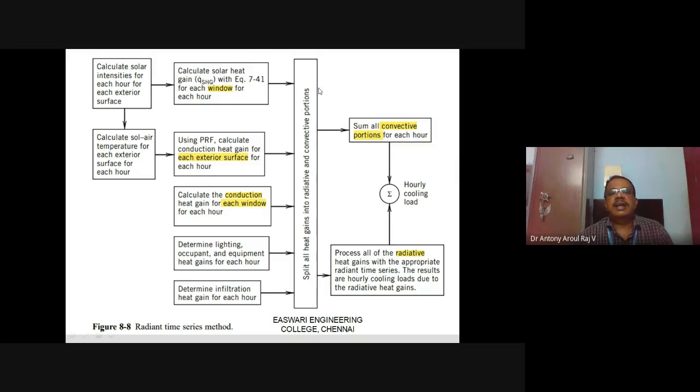So all the heats we are taking, we are clubbing: through the glass, through the walls, through the windows, through the lightings and everything. Then what we are doing is segregating. This is very important. We are segregating the radiative component and convective component. The convective component we directly add to the hourly load in each hour. The radiative components we put in the time series method, so we are calculating the hourly cooling load due to the radiative heat gains.